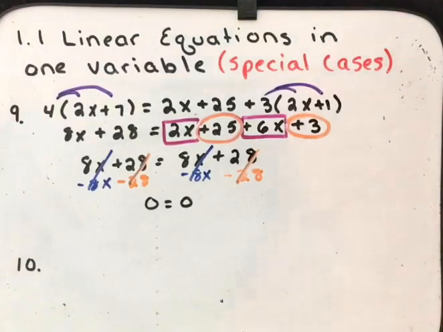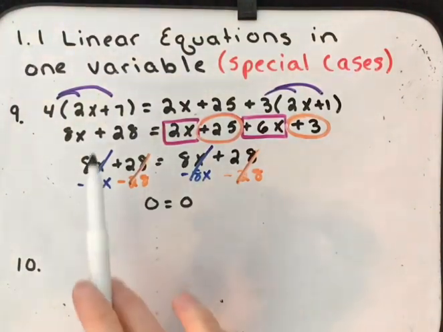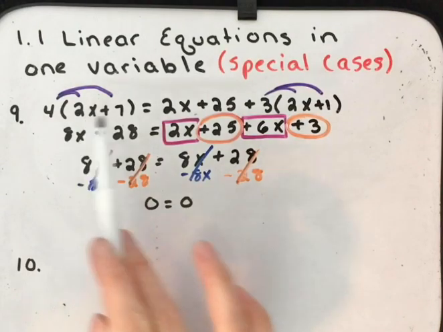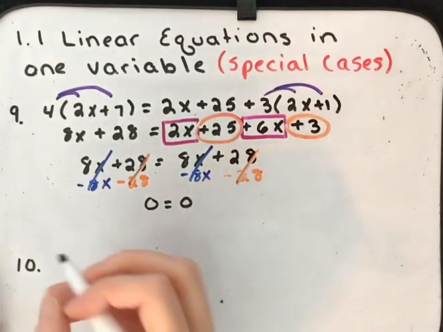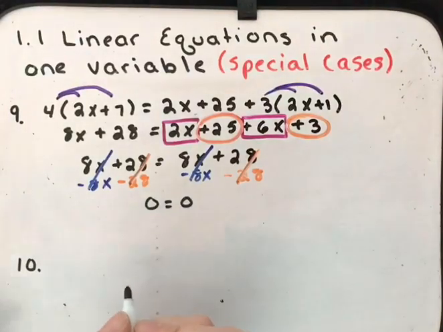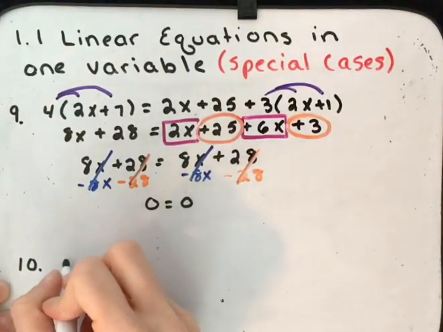Well, 0 equals 0 is a true statement. What that means is any number that you were to pick, any real number that you put in for x is going to make this statement true. So this is all real numbers. So our solution here is all real numbers, meaning any number that you would pick would work. So let's look at number 10.